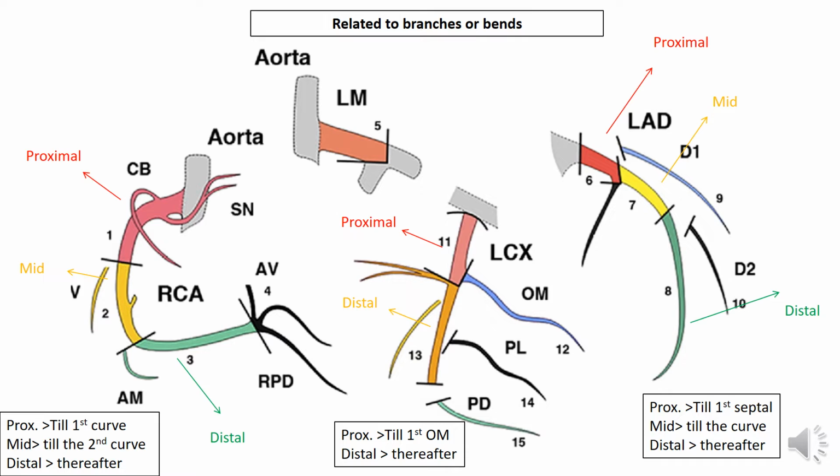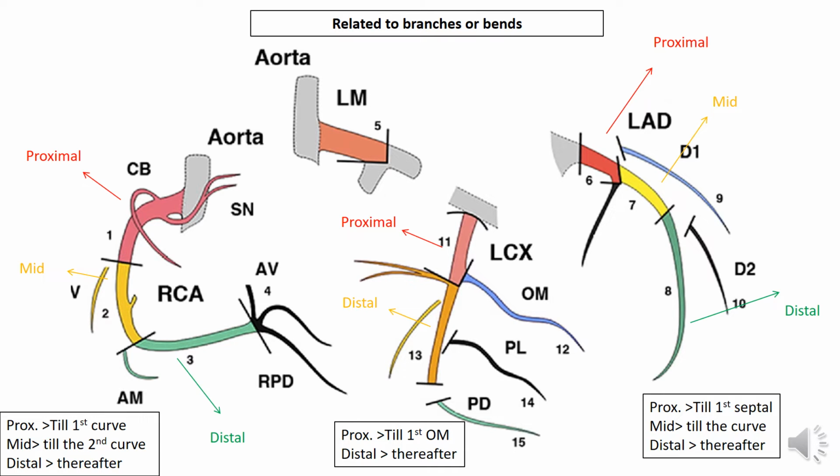Regarding the circumflex, it is composed of two segments, proximal and distal. The proximal segment extends till the circumflex gives its first obtuse marginal branch. Regarding the right coronary artery, it is composed of three segments named with regard to the bends of the right coronary artery. The proximal segment ends when the RCA makes the first bend here. Then there is the mid segment that ends at the second bend of the RCA, and the horizontal distal segment is the distal segment.